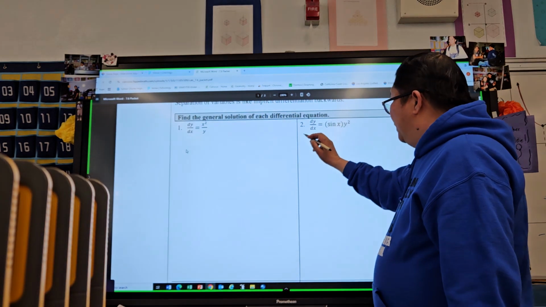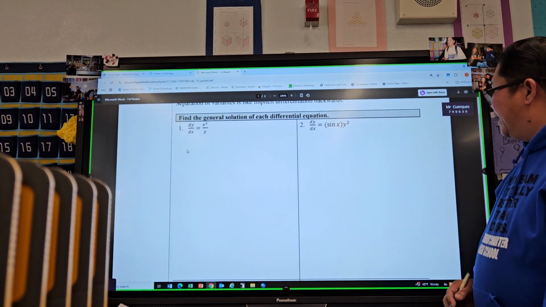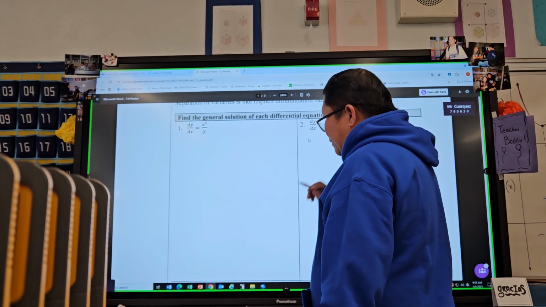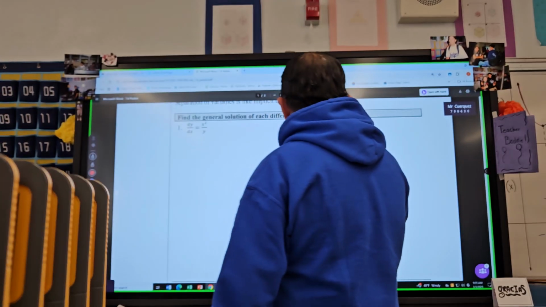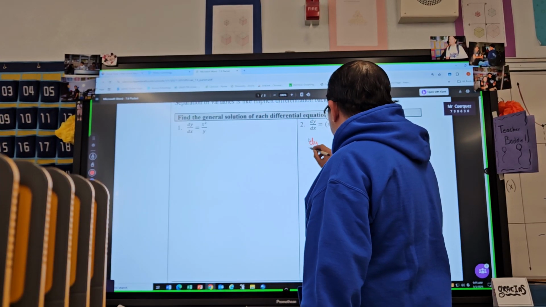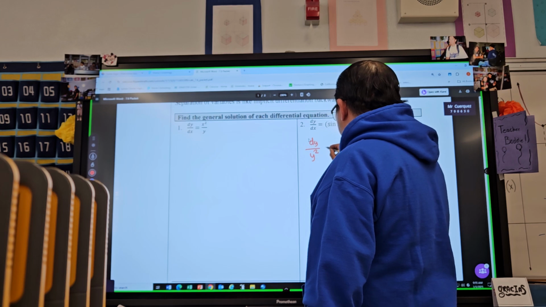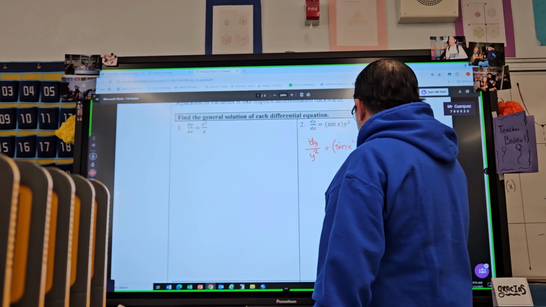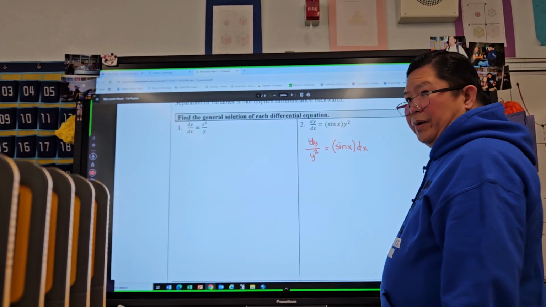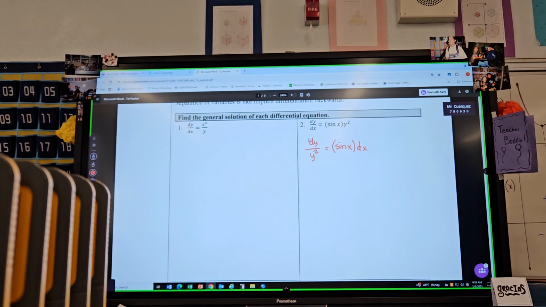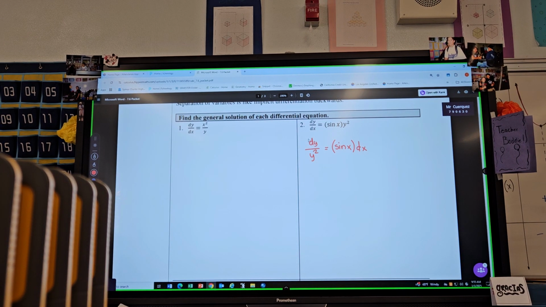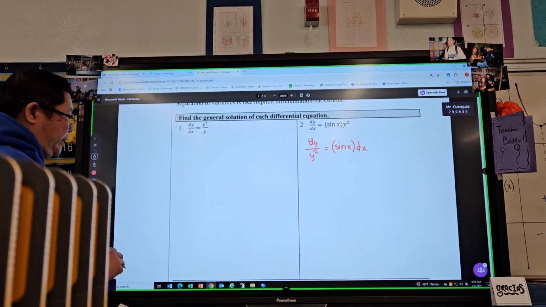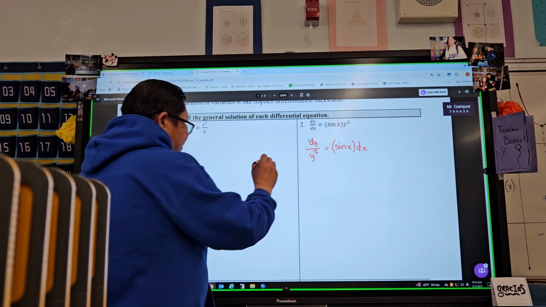For number 2, we have dy/dx is equal to sine x times y squared. Now, to do this, we can now write it as dy over y squared is equal to sine x dx. We separated already, right? Then what's next after we separate? We're gonna take the integral.